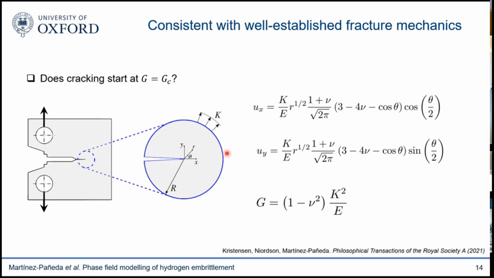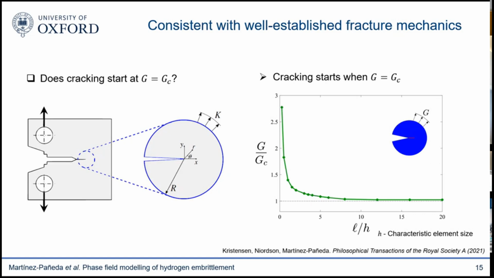So this is a model where you prescribe, using Williams' elastic solution, a displacement field on the outer boundary as a function of your stress intensity factor. So for a given stress intensity factor, you know the displacement field, and then you see with your phase field when the crack grows. You start increasing your K, and then you see at what point the crack grows. So you're measuring your G, your K, and then you see when the crack propagates. And this is what we get out of the numerical experiments.